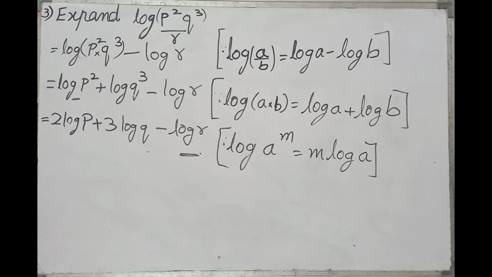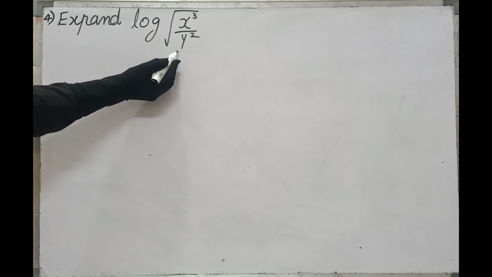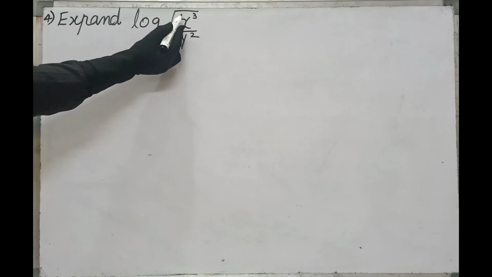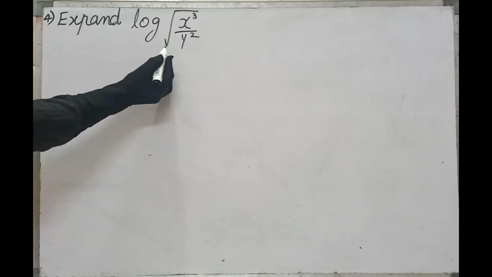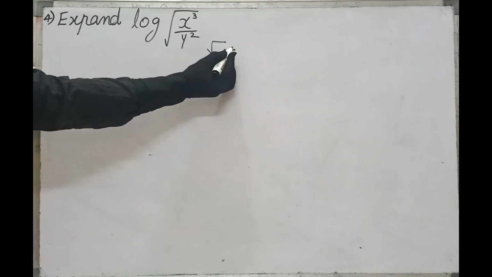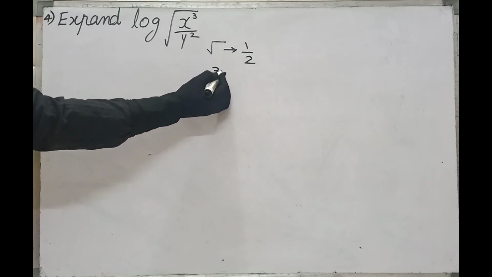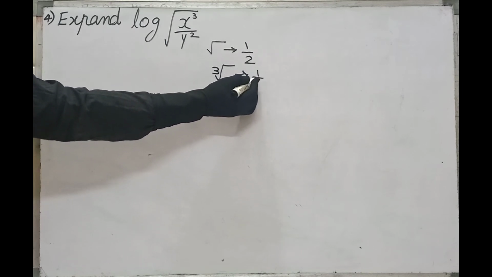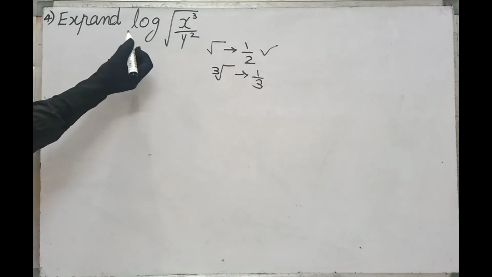Is it clear, students? So the next one is: expand log root of x cube by y square. Whenever we have to expand, what are we doing? We are writing this in exponential form. Here what are we having? Square root. So how can we change the square root to exponential form? Do you know, students? Square root can be written in exponential form as 1 by 2. If you have cube root, then it can be written as 1 by 3. Okay.